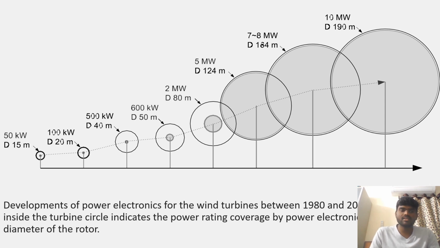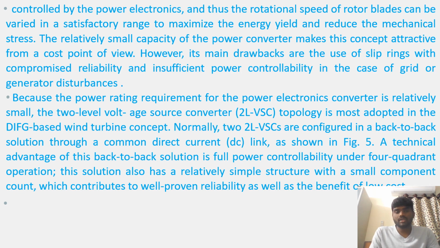So the power is gradually increasing, and from bottom to top, the diameter is gradually increasing. Controlled by the power electronics, the rotational speed of the rotor blades can be varied in a satisfactory range to maximize the energy yield and reduce the mechanical stress. The relatively small capacity of the power converters makes this concept attractive from a cost point of view. However, its main drawbacks are the use of slip rings with compromised reliability and insufficient power controllability in case of grid or generator disturbances.